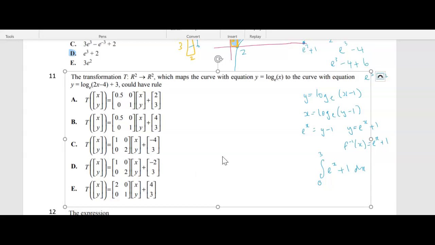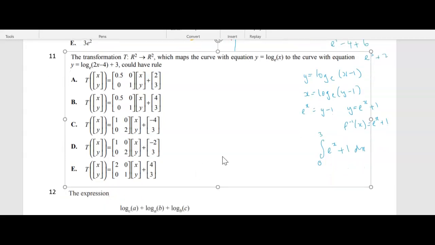All right, part two video of the difficult questions from exam 2. So moving on to question 11. We've got a transformation here, and you can clearly see we're going to be having transformations with matrices.